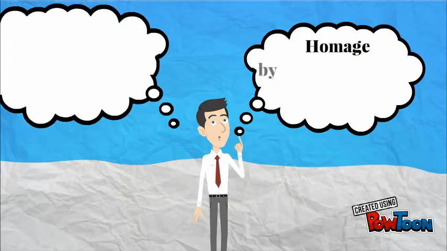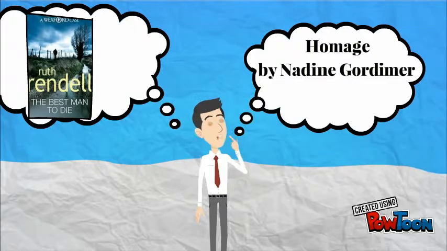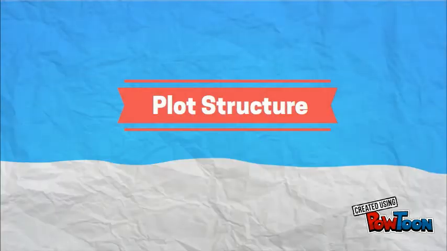The two crime fiction texts I've chosen are Homage and Ruth Rendell's The Best Man to Die. These two texts are part of the crime fiction genre. People like crime fiction because it's more immersive than the other genres and it creates suspense. Plot structure includes the sequence of events in the story.